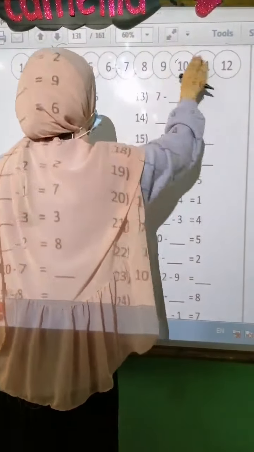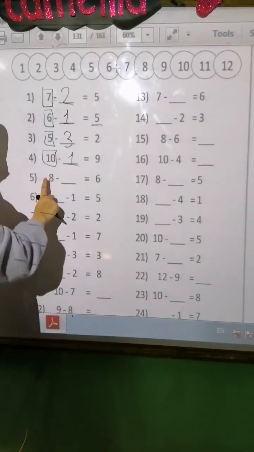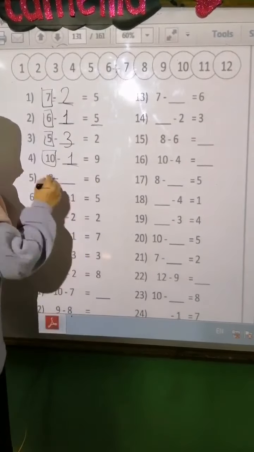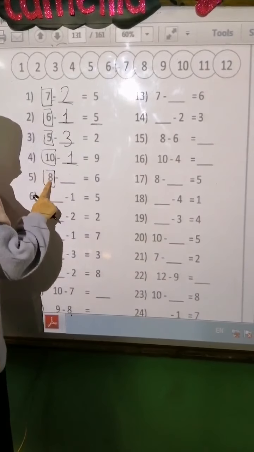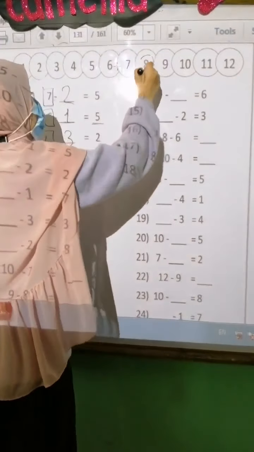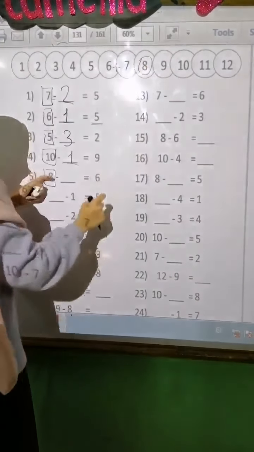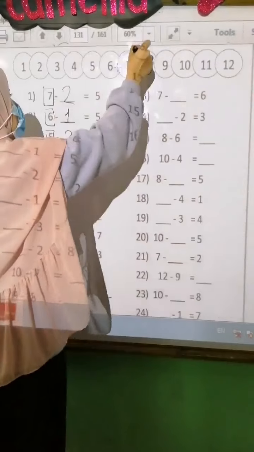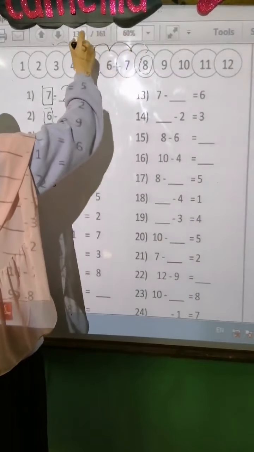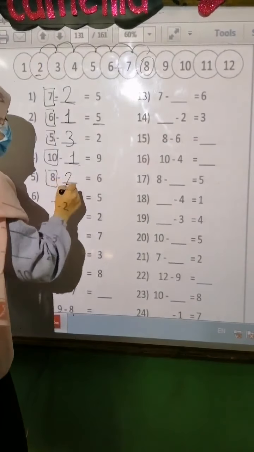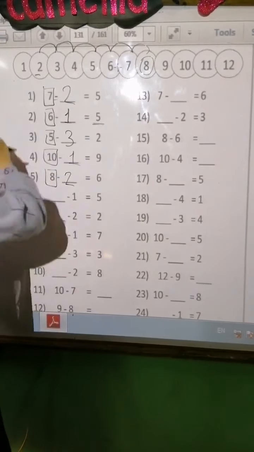Now let's see. Problem number 5. 8 minus missing number equals 6. Is the greatest number here or missing? It's here. Then go backward. How many steps? 6. 1, 2, 3, 4, 5, 6. The answer is 2. 8 minus 2 equals 6.